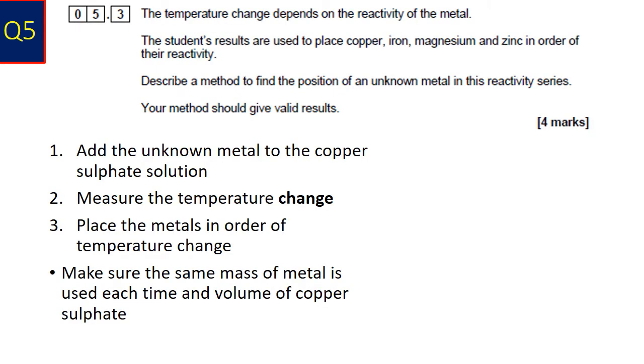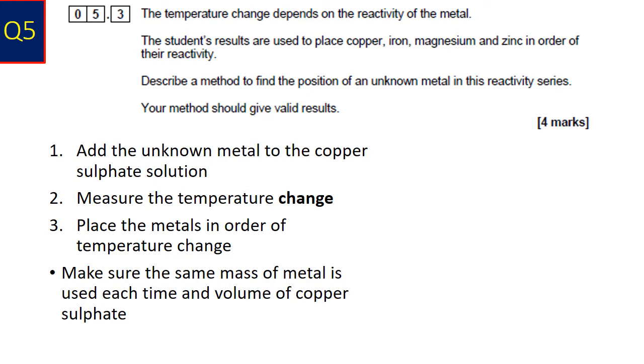So you are told the temperature change depends on the reactivity of the metal. The student's results are used to place copper, iron, magnesium and zinc in order of their reactivity. Describe a method to find the position of the unknown metal in this reactivity series. Your method should give valid results. So there are lots of different methods you can use. The mark scheme lists 4. I'm just going to go through one of them, but look on the mark scheme on the AQA website to see the others.